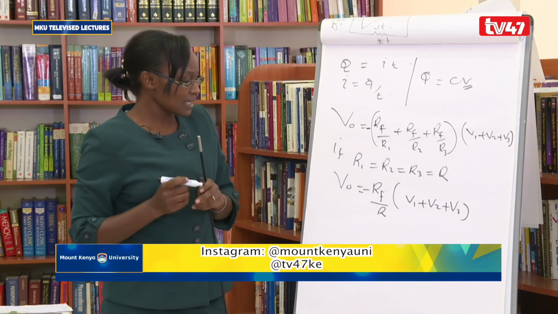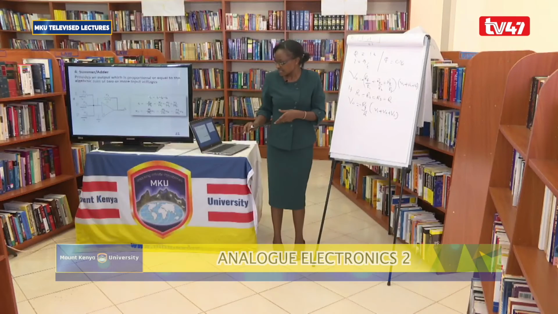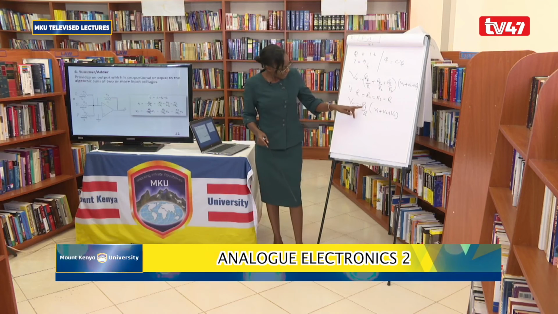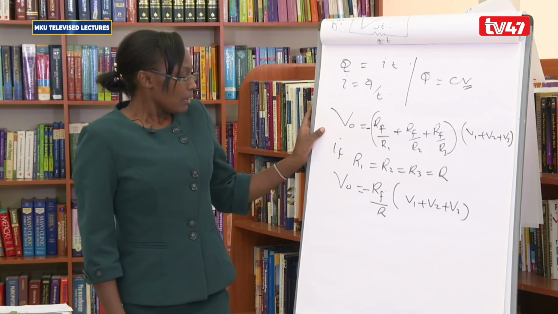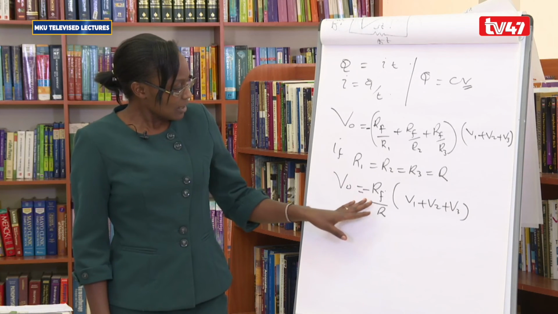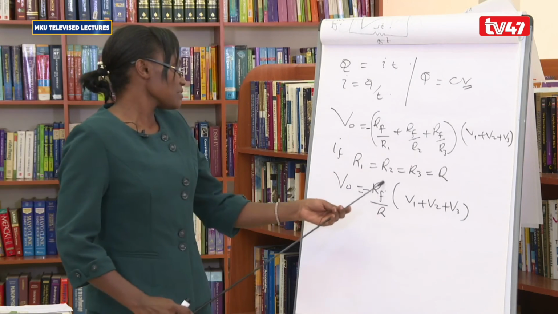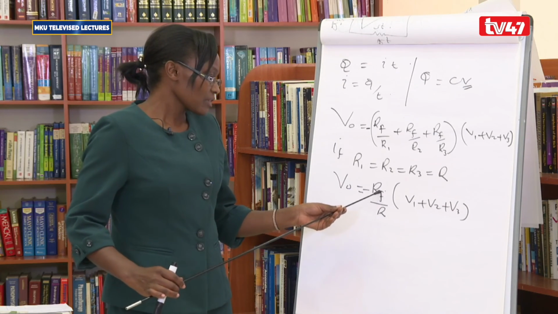From that you can see that if the three input resistors were the same, then you would have something like that: negative RF over R, V1 plus V2 plus V3. Which means that now our output voltage is actually an algebraic sum of the three voltages, multiplied by a negative scalar, which depends on the values of RF and R. So that is the adder or the summer.